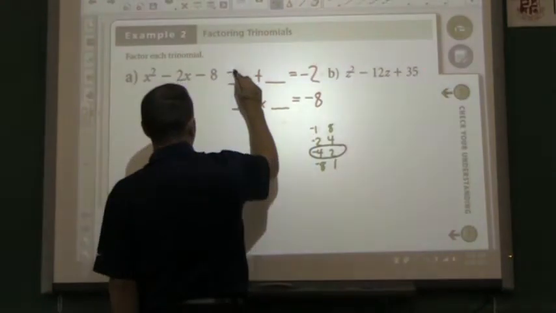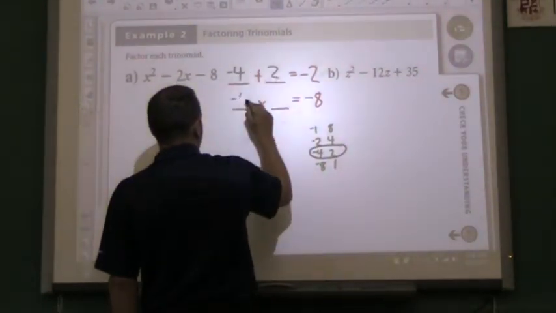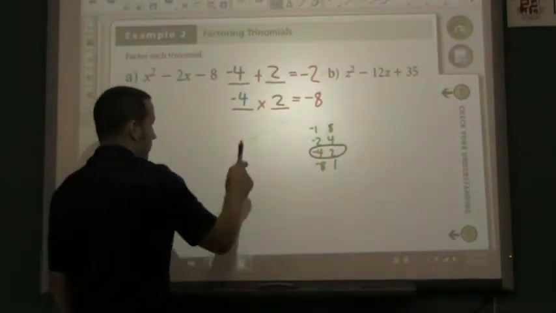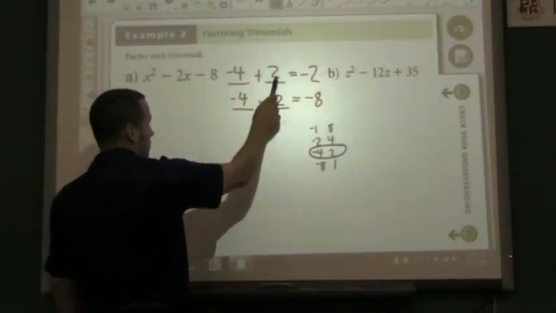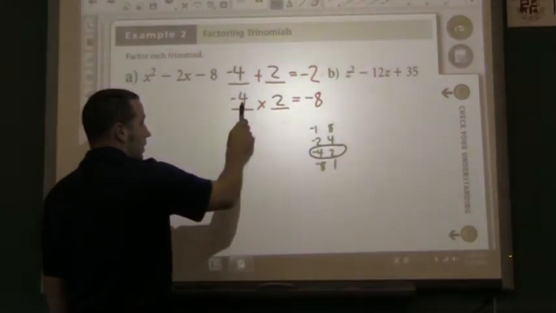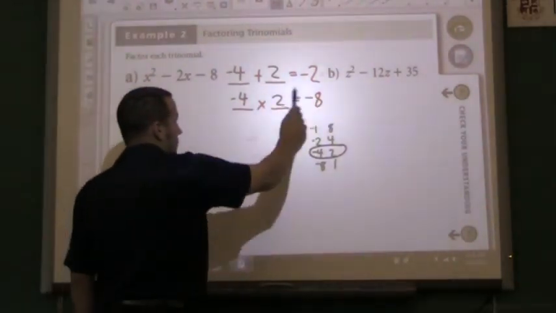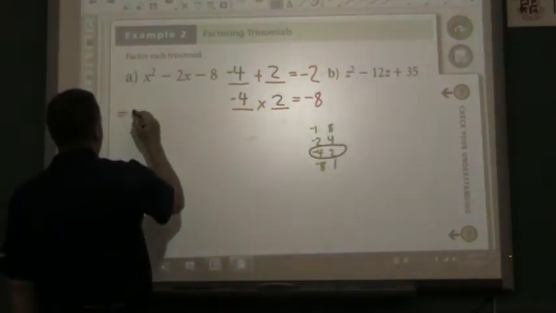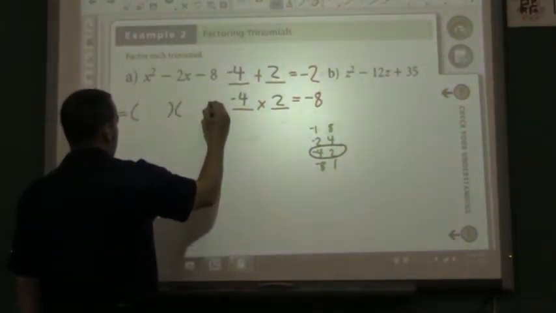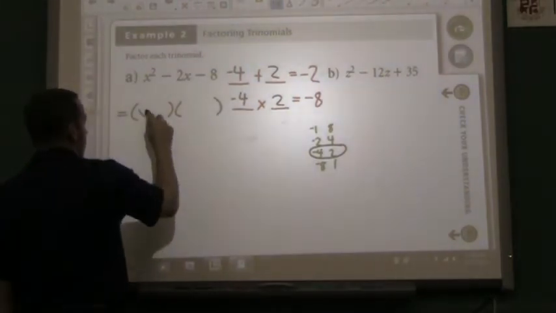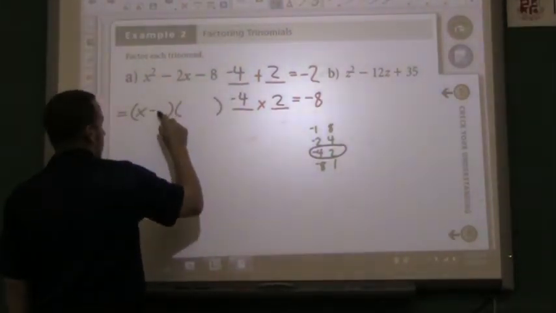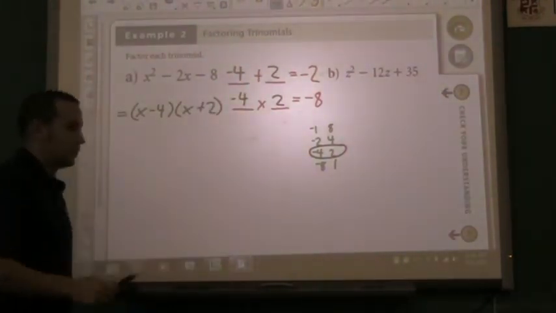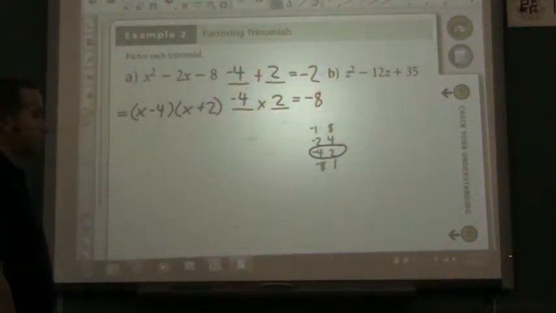If I fill it in here, -4 and 2, it should end up being true for both of these. -4 plus 2 does give me -2. -4 times +2 does give me -8. So then my answer is going to be x minus 4 and x plus 2. So there's my answer to A.